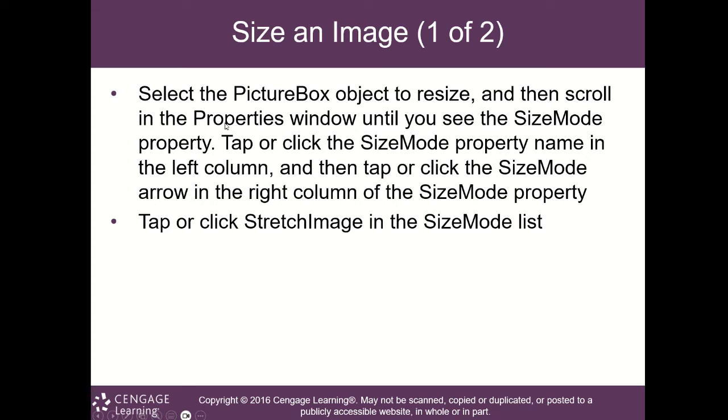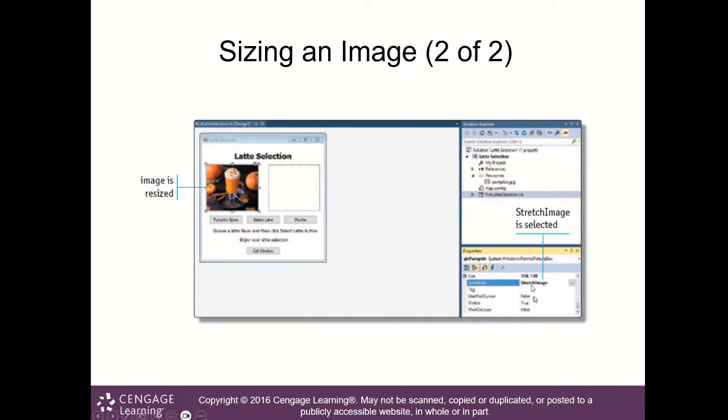How do you do that? For that, you need to select the picture box object to resize, and then scroll in the properties window until you see the size mode property. At that point, you tap or click the size mode property name in the left column, and then tap or click the size mode arrow in the right column of the size mode property. Finally, you tap or click stretch image in the size mode list. So here, this is the size mode property, and you need to click the stretch image. That way the image will fit inside the picture box.